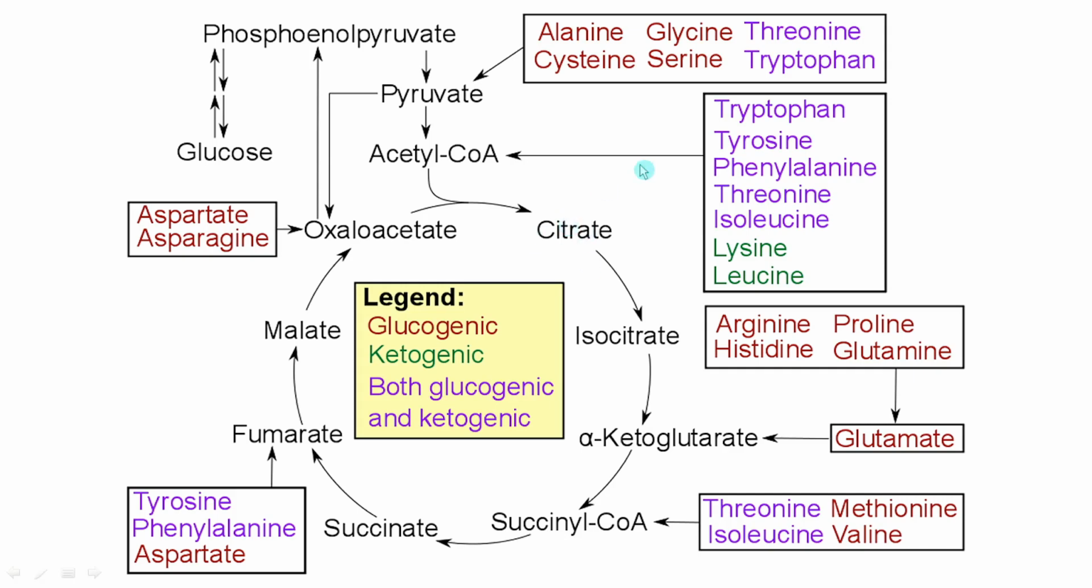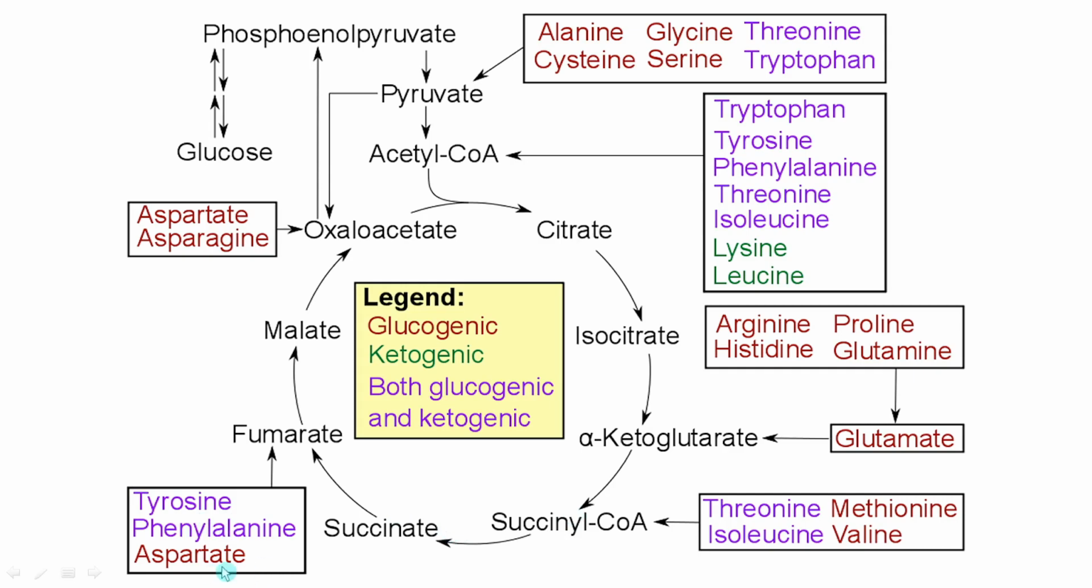You can see various amino acids like tryptophan, tyrosine, phenylalanine, threonine, isoleucine, lysine and leucine can directly convert into acetyl coenzyme A and carry on with the process of gluconeogenesis. Alanine, glycine, cysteine, serine, threonine and tryptophan can also form pyruvate. Then arginine, histidine, proline, glutamine form glutamate first, and this glutamate is converted into alpha ketoglutarate. Then threonine, isoleucine, methionine, valine form succinyl coenzyme A. Threonine, tyrosine, phenylalanine and aspartate form fumarate.